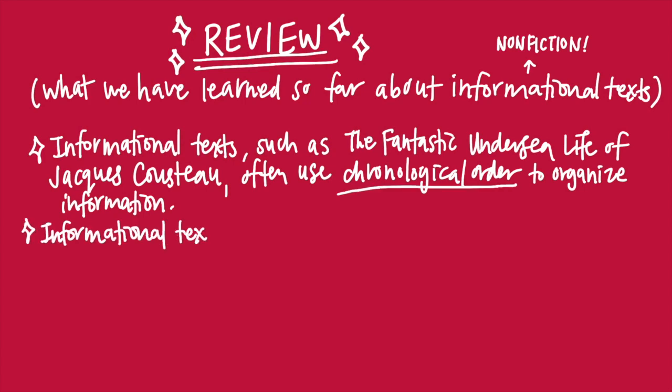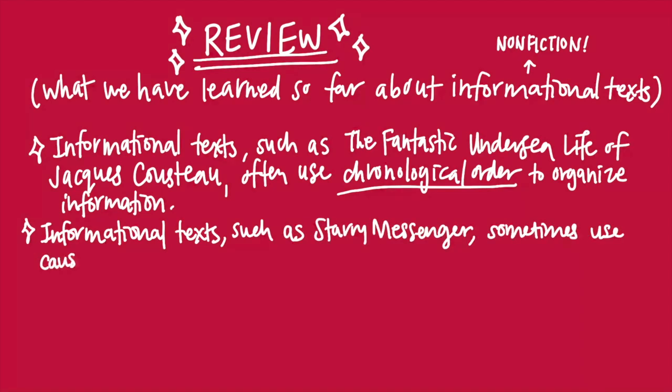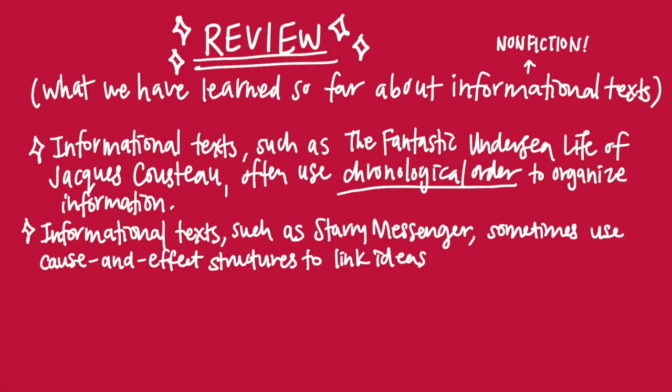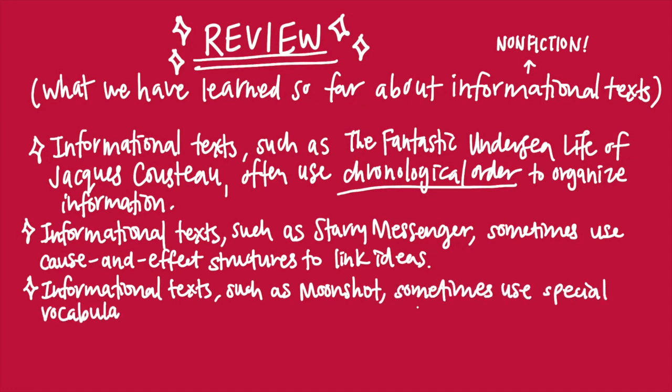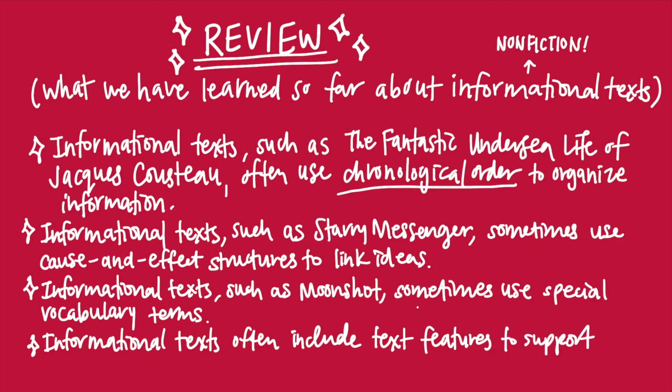Now, we also learned in other informational texts, such as Starry Messenger, that sometimes we use cause and effect structures to link ideas. For example, because Galileo went against the traditions of the church, the church punished him. Also, through other informational texts, such as Moonshot, we learned that authors use special vocabulary terms to teach us different things. And finally, informational texts often include text features to support readers.